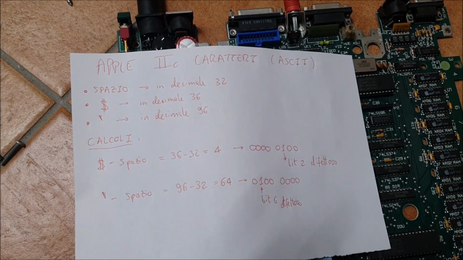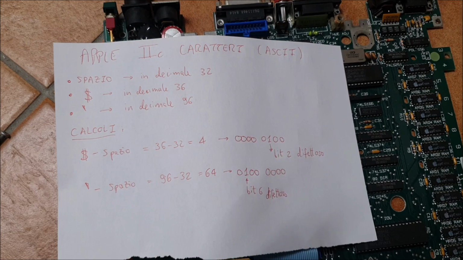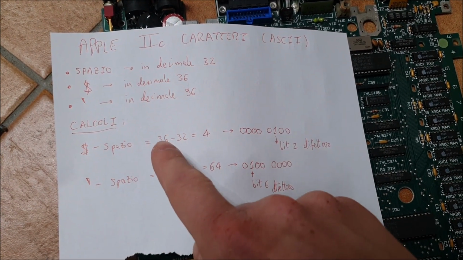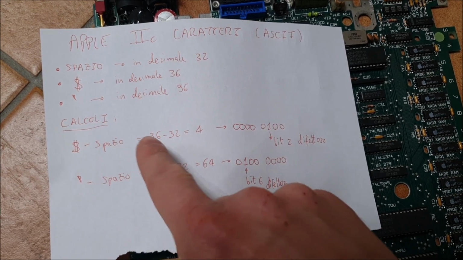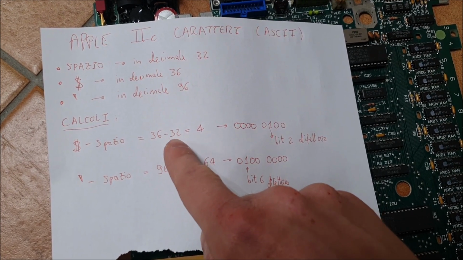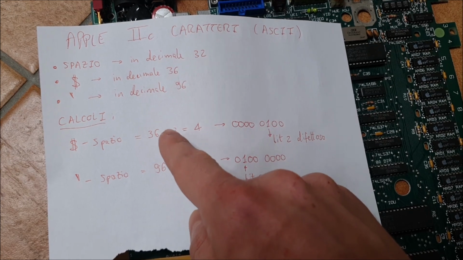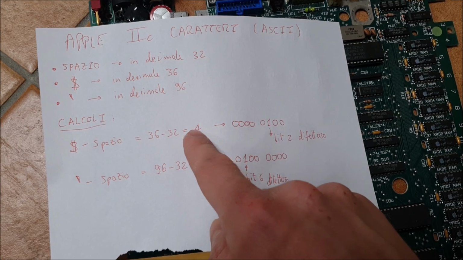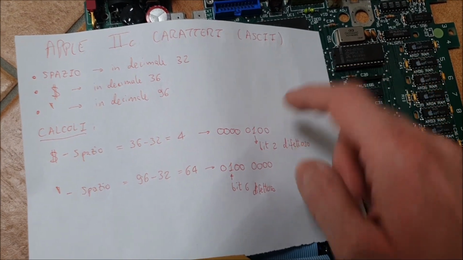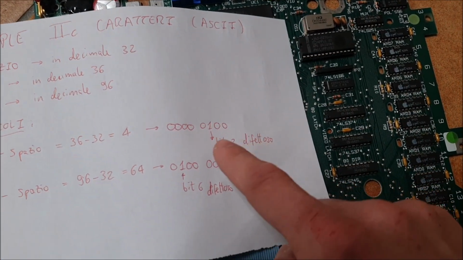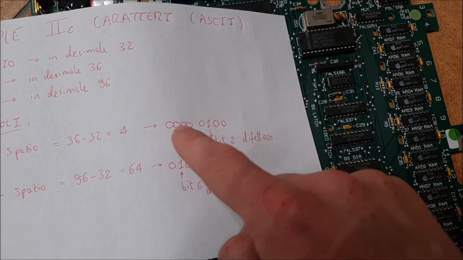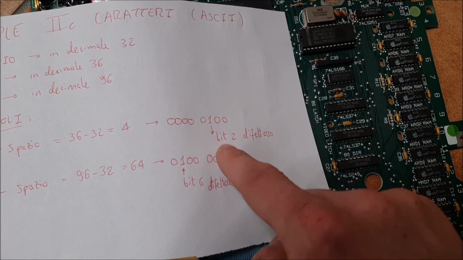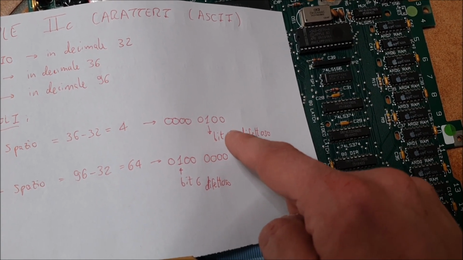Then, in order to find which RAM chip is faulty, what I did is subtract from the dollar symbol the expected symbol, which is the space in the screen, and it is 32. 36 minus 32 is 4, which in binary is this value here, and you can see we get all zeros and a 1 in the bit 2 position, which means that bit 2 is probably faulty.